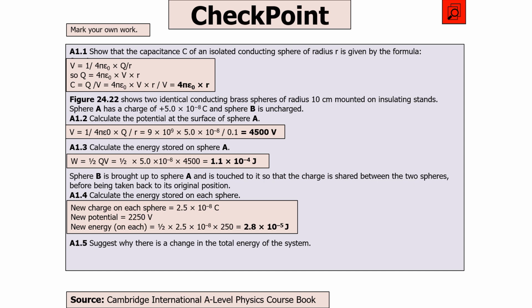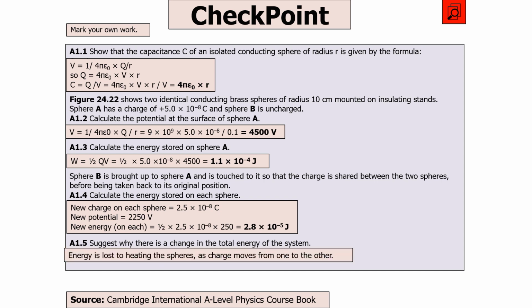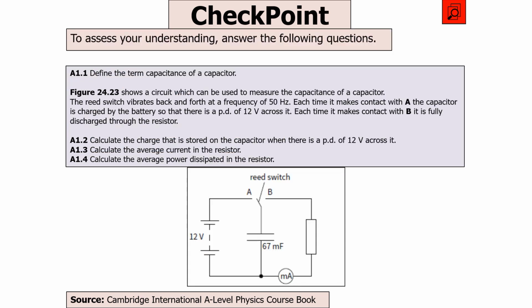Our next question says, okay, why is there a change in the total energy of the system? Because energy will be lost or dissipated to the surroundings to heat the spheres, and that'll happen as the charge moves from one area to another area. The next question says, define the term capacitance of a capacitor.